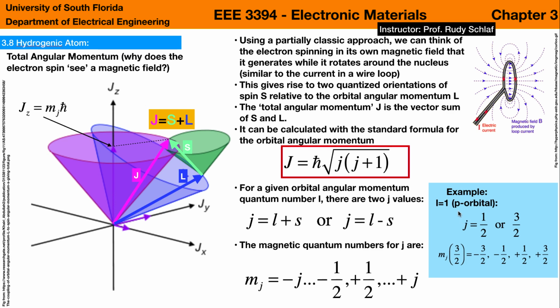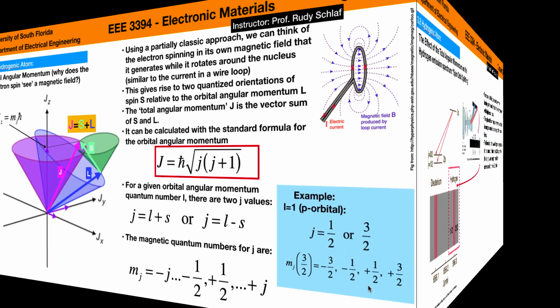Let's look at an example. So here for a p orbital, where j can be 1/2 or 3/2, we have the magnetic quantum numbers going from -3/2 to +3/2 if we use j equals 3/2. If j is only 1/2, then of course we would have -1/2 and +1/2 as the only two magnetic quantum numbers.